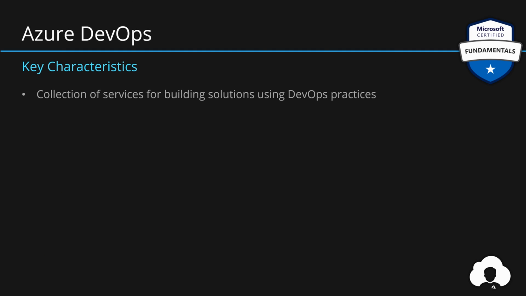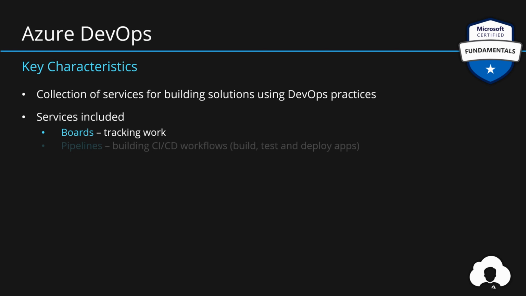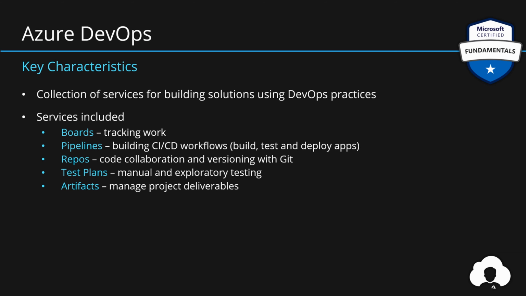In summary, Azure DevOps is a collection of services that help customers build solutions with use of DevOps practices. They do that by providing you with a set of services, like boards for tracking and managing your work on the project, pipelines to build your CI/CD workflows, repos to manage and collaborate on your code, test plans to manage your test and exploratory testing or manual testing, and artifacts to manage all the project deliverables. And if there's anything missing, just go to Marketplace and extend the functionalities of Azure DevOps.